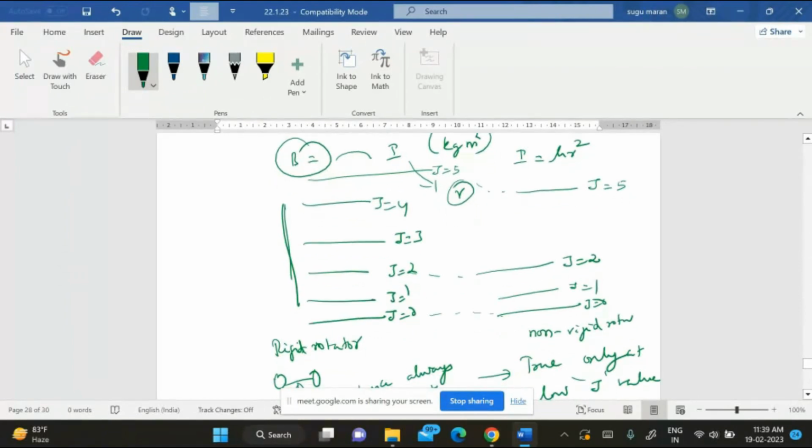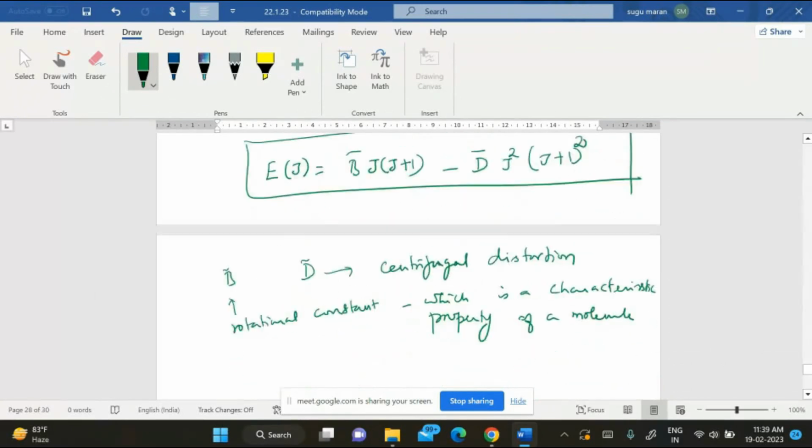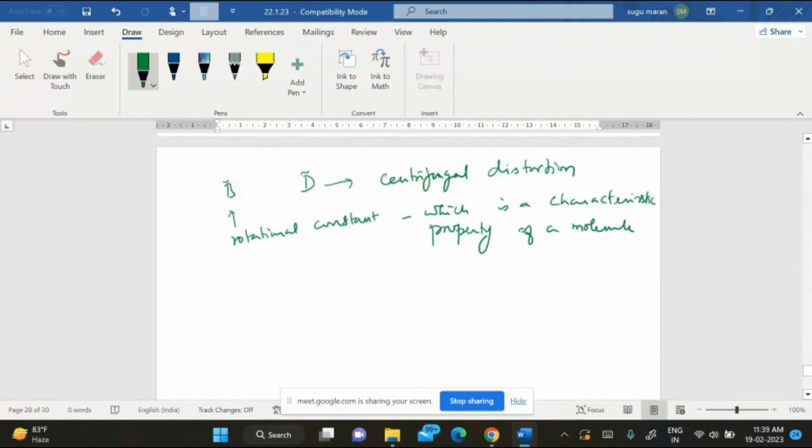In other words, the non-rigid rotator rotation energy level is always lower than the rigid rotator energy level. So at higher rotation energy levels, the gap between the rigid rotator and the non-rigid rotator widens. But at the lower rotation energy levels, there is not much difference. The selection rule does not change when assuming the molecule as a non-rigid rotator, so there is not much change.